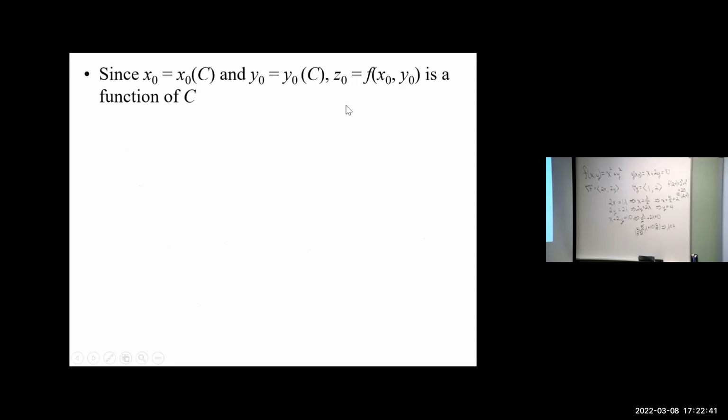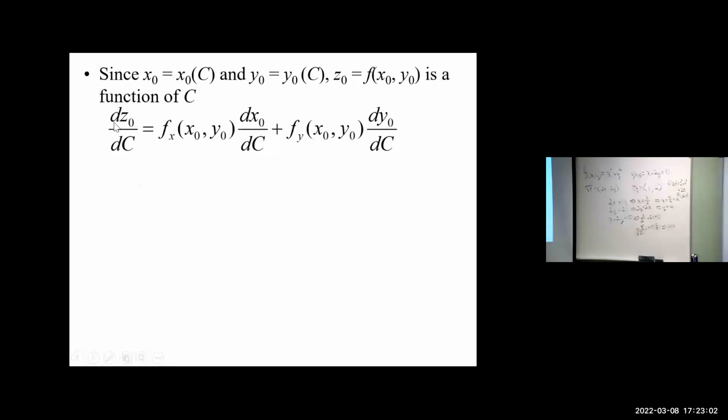So now this z0 is actually a function of c. It's a function of the constraint. That's what makes this a chain rule problem, because it's a composite function. C goes into x0 and y0. Those go into f. So we have input into the point, and the point gets input into f.